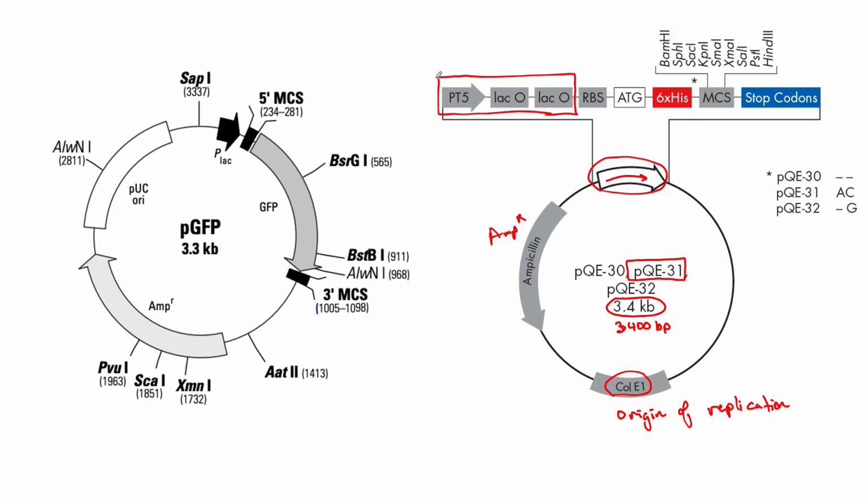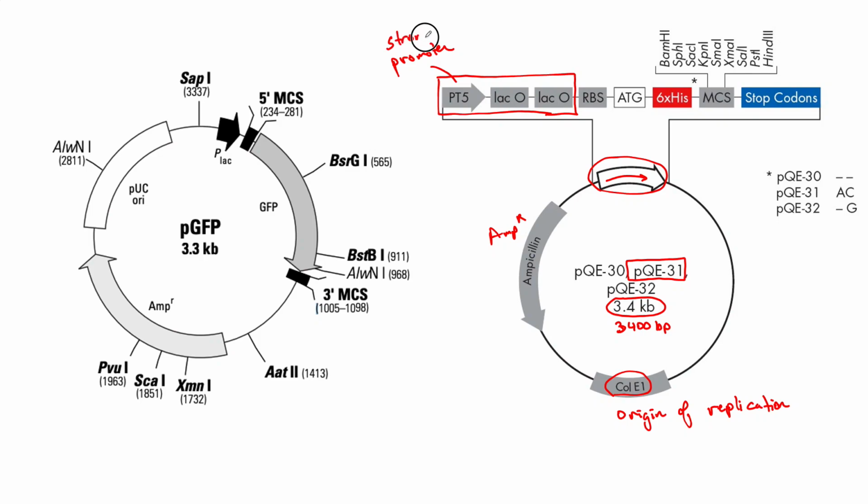But one of the big elements that I want us to understand is right here. This part of the plasmid is different from the PGFP plasmid. The PGFP plasmid does not have this. So there are two different parts here, the PT5 and the LAC-O. Let's talk about the PT5 first. This is a promoter also. This PT5 promoter is different from the PLAC promoter. It's what we consider a stronger promoter.